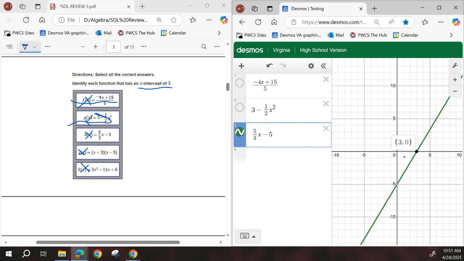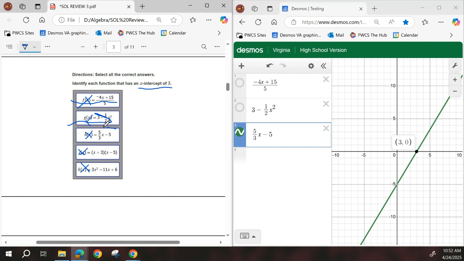And when you put that function in there and you have the box highlighted or you click on the line, it's always going to put the intercepts in gray. This one down here is a y-intercept. Here is my x-intercept of 3. That's one of my answer choices. Be careful. This is a type of problem where they want you to identify each function that has an x-intercept of 3. So that tells you there's probably more than one answer.